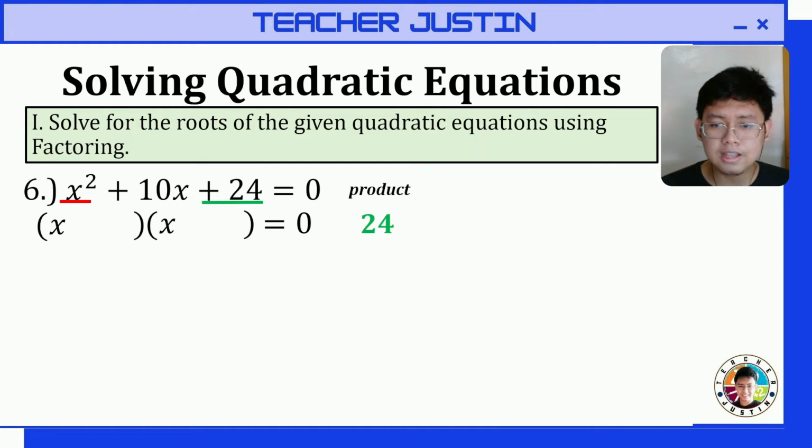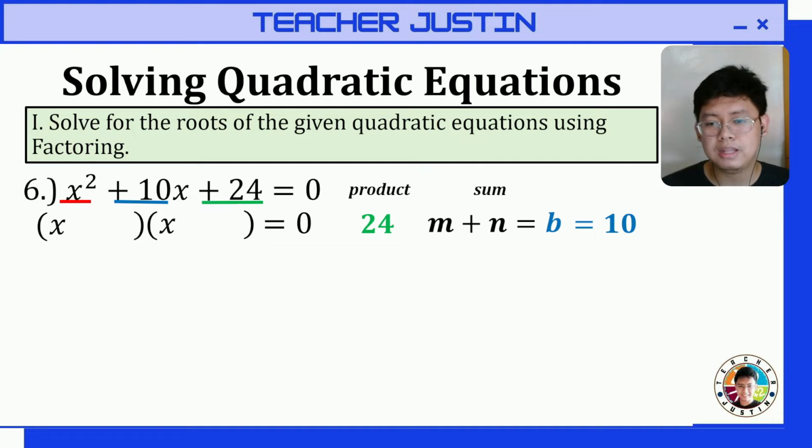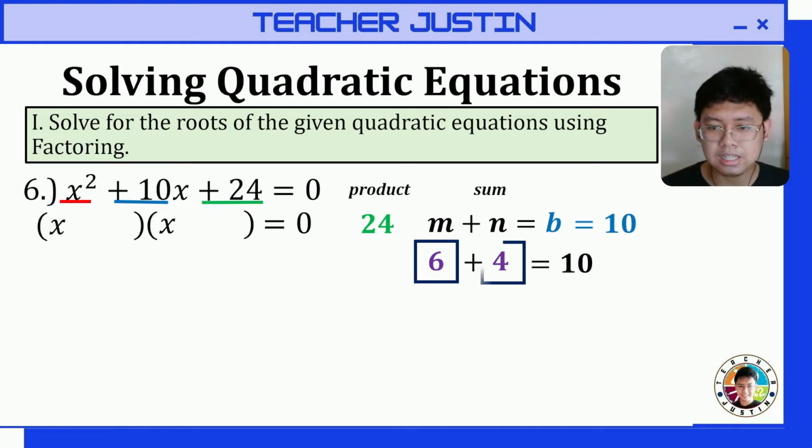And maghanap tayo ng factors ni 24 na pag inad natin, the answer is the middle term, which is equal to 10. Ayan. So, dapat equal siya dun sa 10. So, isip tayo ng factors ni 24 na pag inad, equal to 10. So, we have 6 and 4. So, pag minultiply natin, that will be equal to 24. Pag inad natin, that will be equal to 10. Ayan, nakuha na natin yung factors ni 24 na magbibigay sa atin ng 10. So, kukopyahin natin yung factors na yon, si 6 at si 4.